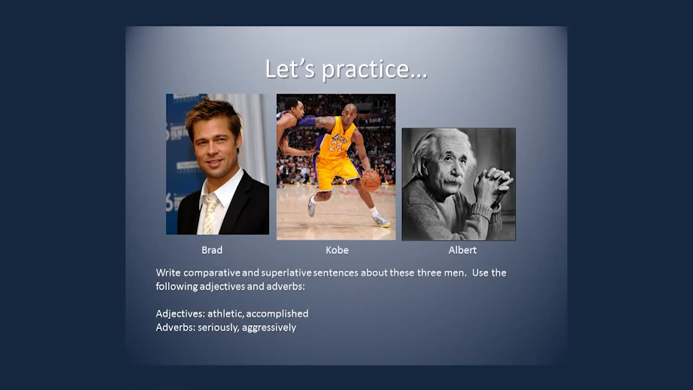There are many correct sentences you could have written, but let's go over some examples. For the adjective athletic, you could write, Kobe is more athletic than Albert. This is an example of a comparative. For the adjective accomplished, you could write, of these three men, Brad is the most accomplished actor. This is an example of a superlative.